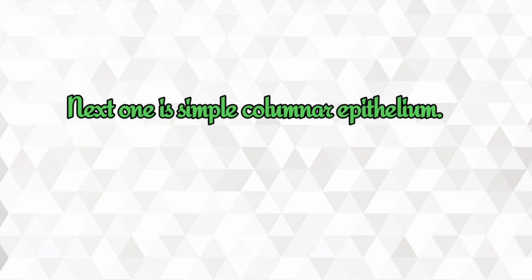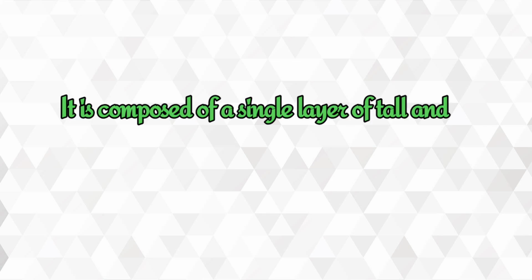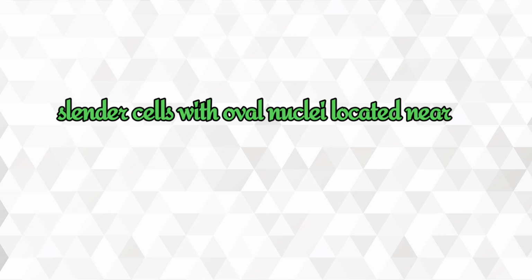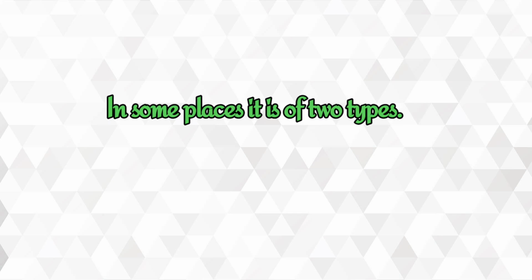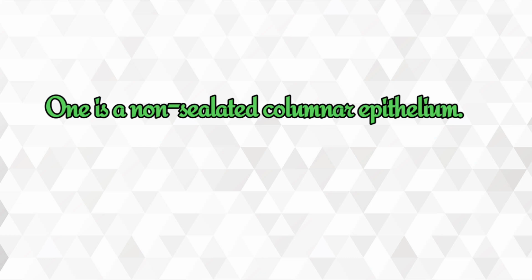Next one is simple columnar epithelium. It is composed of single layer of tall and slender cells with oval nuclei located near the base. It has mucus secreting goblet cells. In some places it is of two types: ciliated columnar epithelium and non-ciliated columnar epithelium.